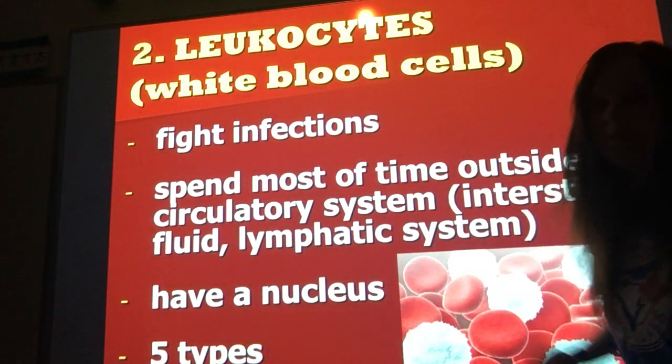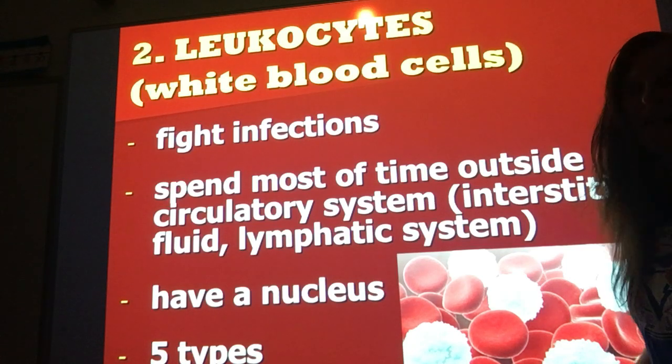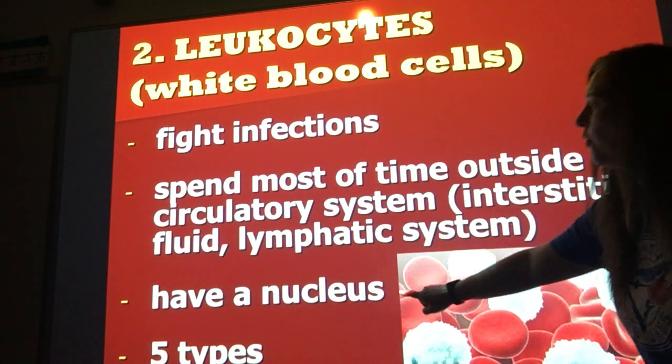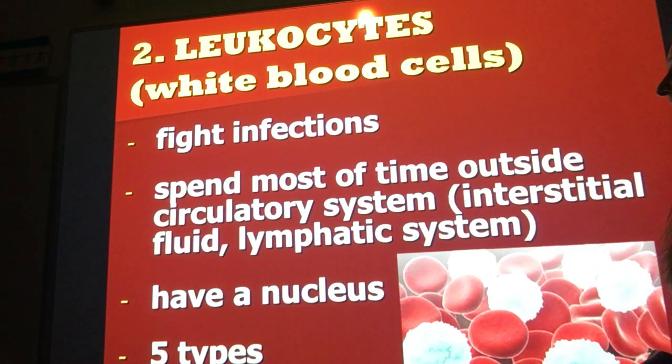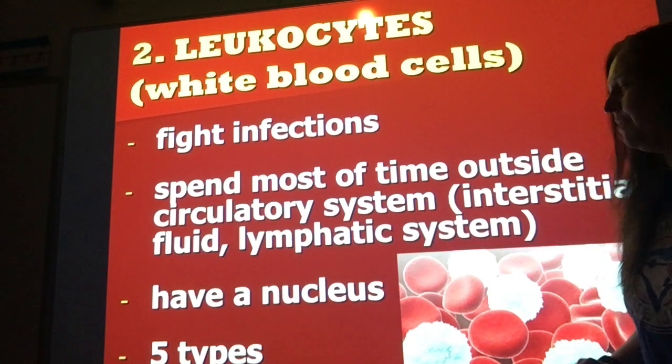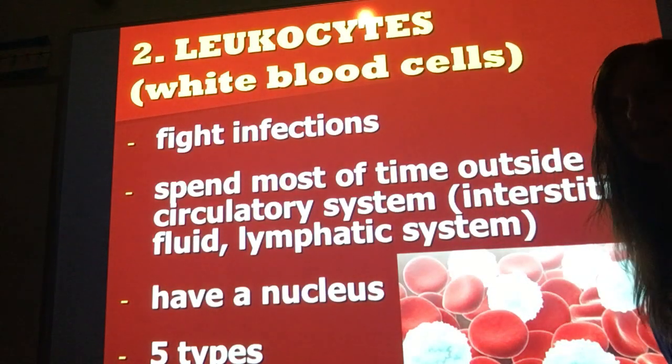They do have a nucleus. Remember, the red blood cells were a biconcave disc. They don't have a nucleus, but the white blood cells do. And unlike the red blood cells, where there's only one type, there are 5 different types of white blood cells.